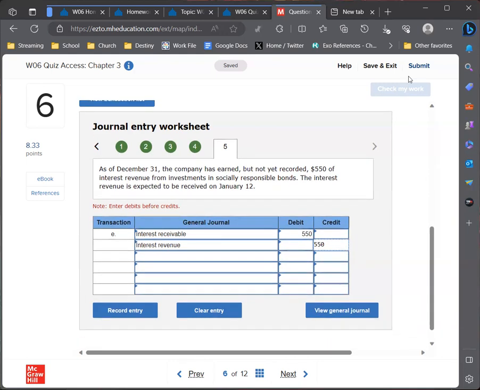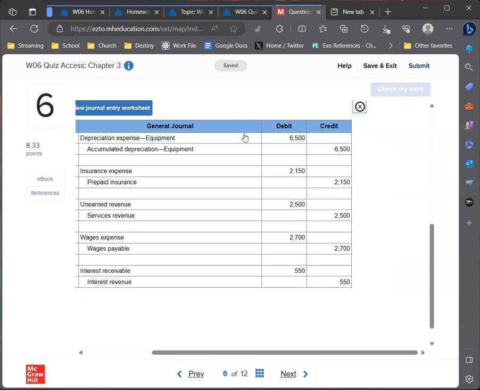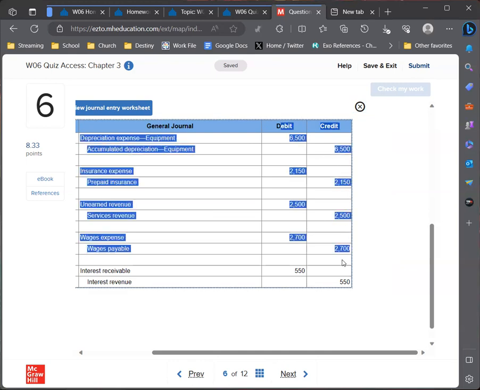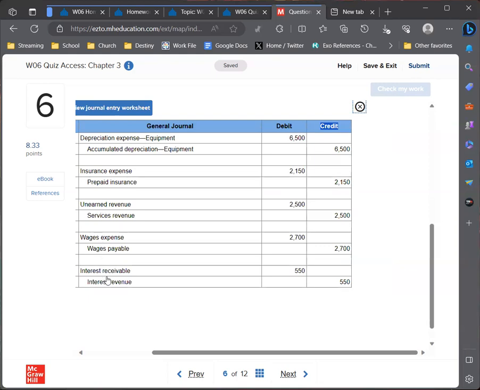Now, I would check my work, but I ran out. So this is what you should have. Granted, like I said earlier, numbers will be different, but these right here should stay the same.